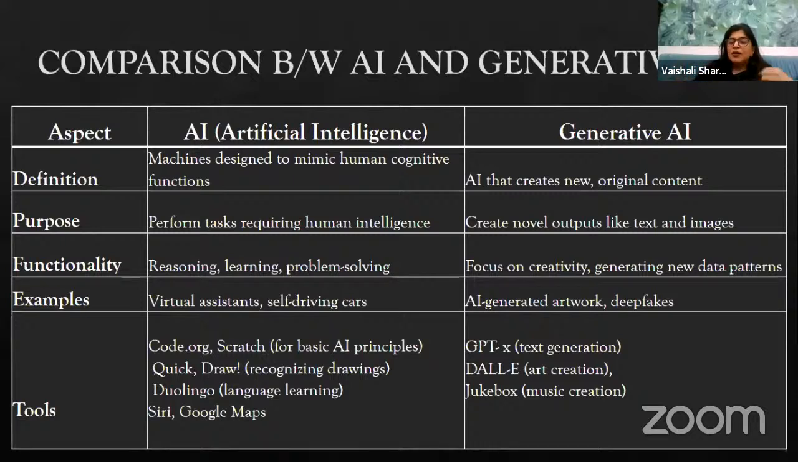It's generating. It's trained on how to work on question queries. ChatGPT is an example of generative AI. It focuses on generating new data patterns. It can create artwork for you, suggest ideas, and getting into those details is what generative AI is. Whereas code.org, Scratch, Duolingo, Siri, Google Maps are all examples of artificial intelligence, because they are trained on data sets and they respond accordingly. And here, with generative AI, it's a new creation.